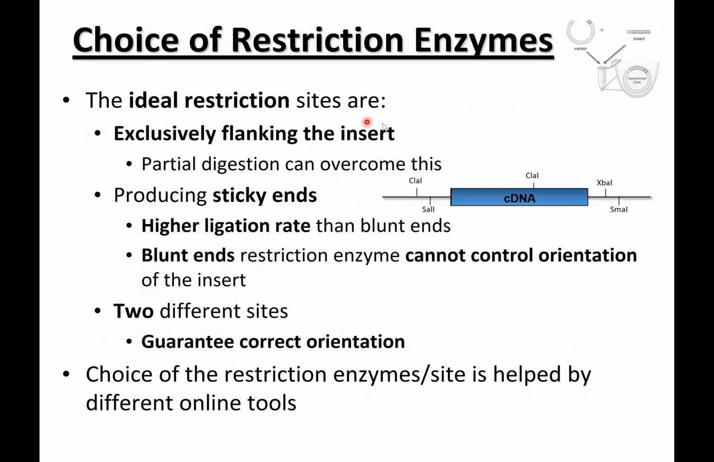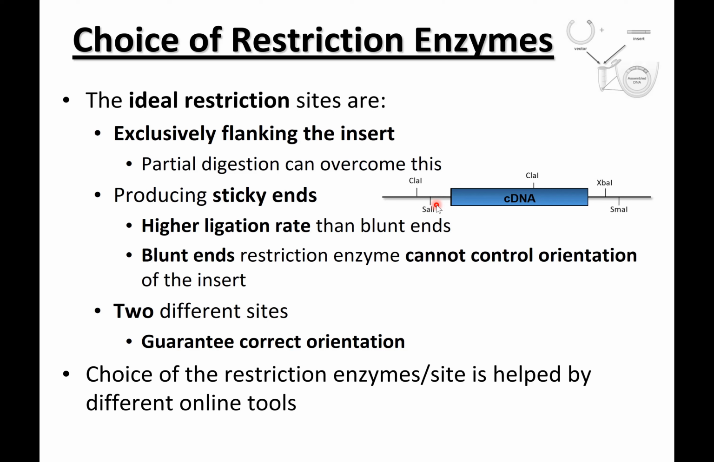Now, what are the ideal restriction sites and enzymes you want to work with? Well, first of all, the ideal restriction enzymes will be cutting only outside of your insert, all right? So for example, in this case, I changed the picture before, ClaI would not be an ideal restriction enzyme because it would also be cutting inside of the sequence you want to get out. If you are trying to clone this cDNA and you digested with ClaI, it would cut here and here as well, and would not work well. So you want to use SalI and XbaI or SalI and SmaI.